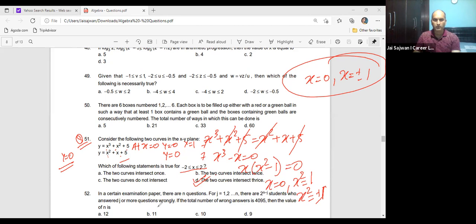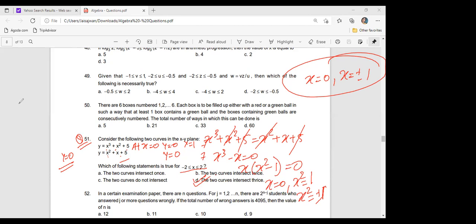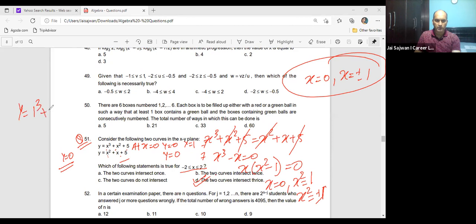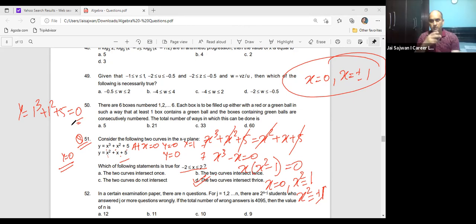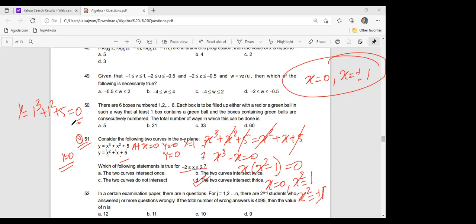Okay, just put 1 here. Don't believe me. Just put x is equal to 1: 1 cube plus 1 square plus 5. You say that it is coming out to be 0 here. Sorry, no. So how did you say that it is coming out to be 0? So can you say it is the root of the equation? Gunjan, can I say this is the root of the equation? No, no, no. Yes. So there are no common roots.